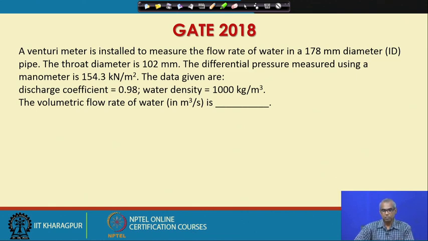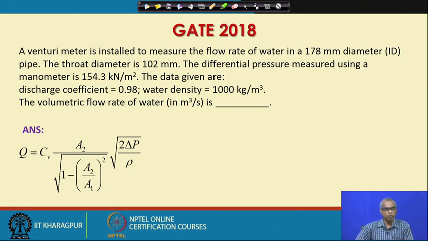Next question again on GATE 2018. A venturimeter is installed to measure the flow rate of water in a 178 millimeter diameter ID pipe. The throat diameter is 102 millimeter. The differential pressure measured using a manometer is 154.3 kilonewton per meter square. The data given are discharge coefficient equal to 0.98, water density equal to 1000 kg per meter cube. The volumetric flow rate of water in meter cube per second is, we have to find out. So, basically this is a straightforward application of the formula that relates flow rate with the pressure drop across the flow restriction.